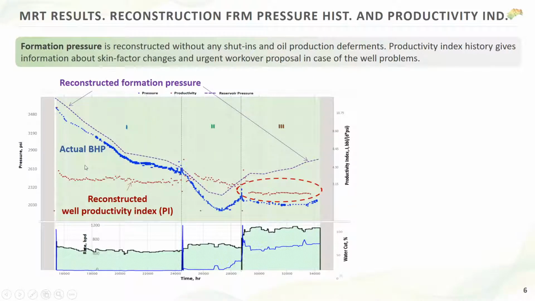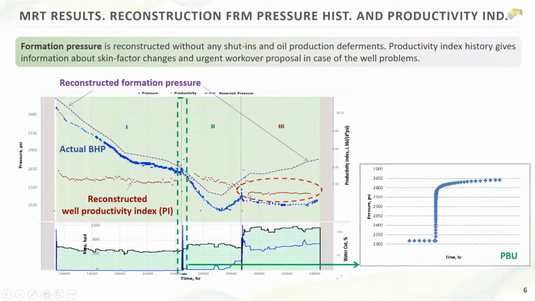So we can see that for that well, in this case, formation pressure changed really a lot. First there was a high decline of formation pressure, and then a formation pressure increase. After that, when we have calculated formation pressure and we have rate and bottom hole pressure, we can calculate productivity index history. Here it's the red dots. We can see that in the first and second periods of production it was more or less constant, but in the third period it decreased.